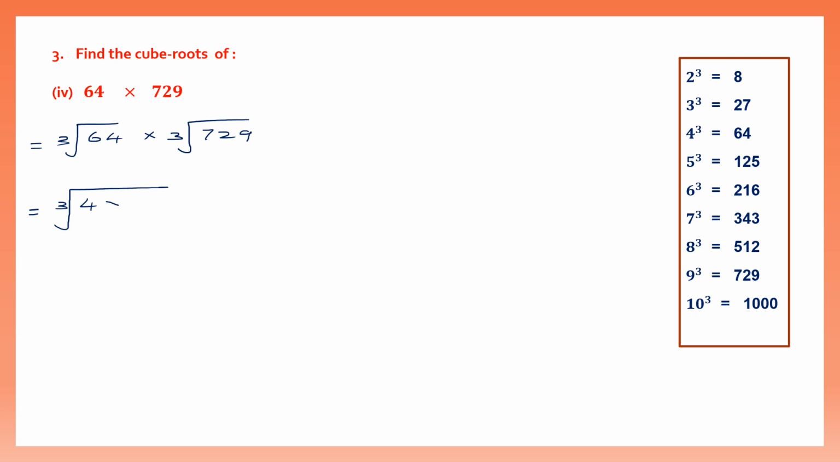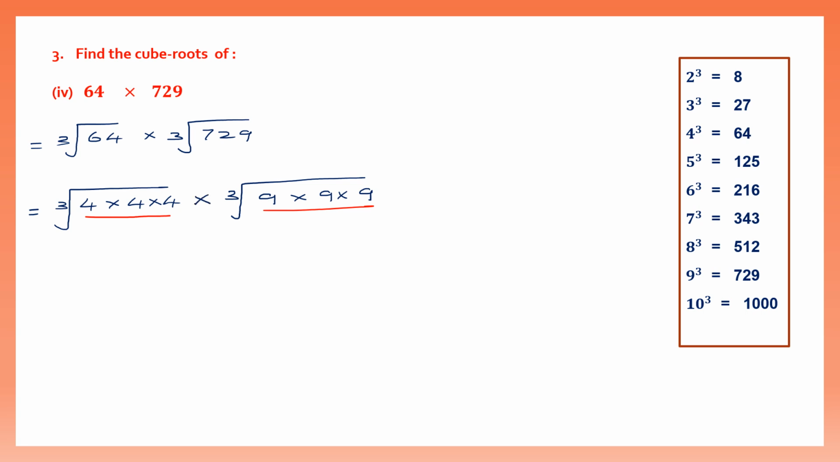So 4 into 4 into 4, and here the next one is 729, and let's look out in the table. 729 is here. We have to multiply 9 3 times to get that. So let's write that 9 into 9 into 9. Now we have to take one from each triplet. So here we have a multiplication sign. So don't forget to put the correct sign here.